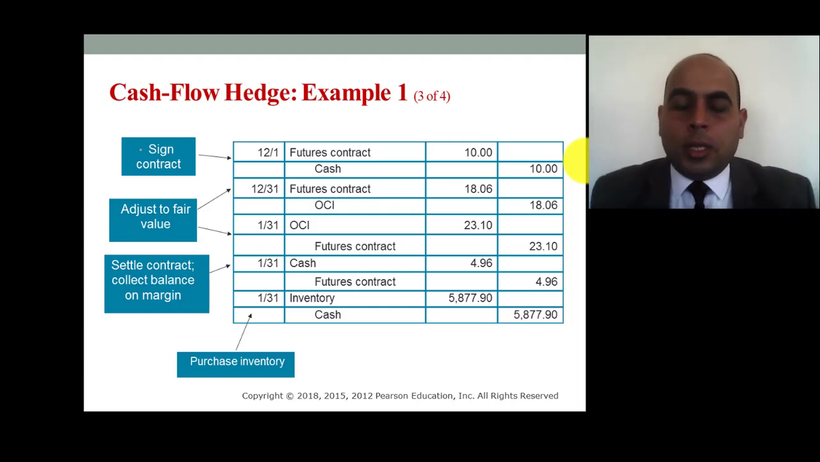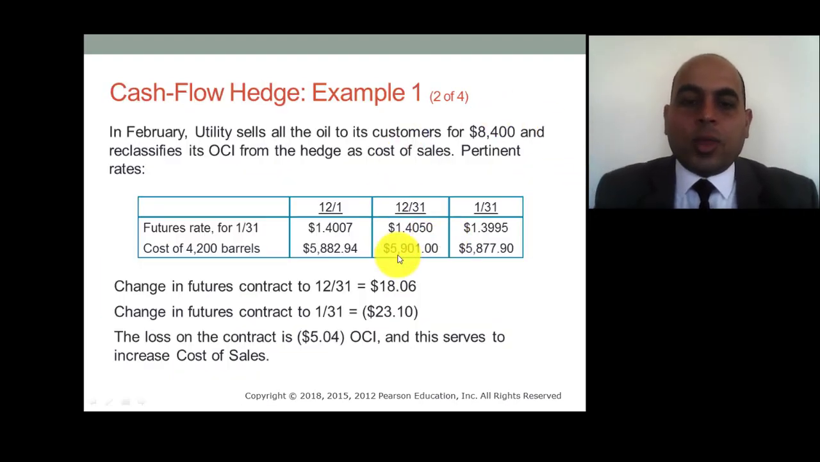On 31 December, the value of the contract has increased because the price has increased from 1.40 to 1.4050.